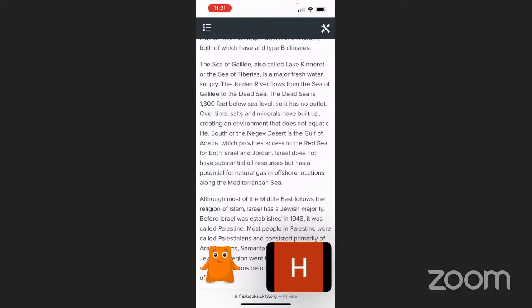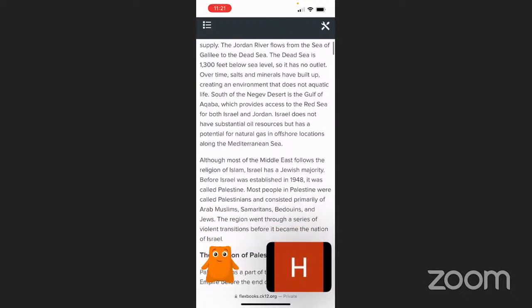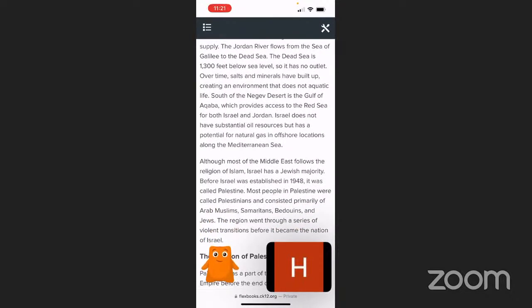The Sea of Galilee, also called Lake Kinneret or the Sea of Tiberias, is a major freshwater supply. The Jordan River flows from the Sea of Galilee to the Dead Sea. The Dead Sea is 1,300 feet below sea level, so it has no outlet. Over time, salt and minerals have built up, creating an environment that does not support aquatic life. South of the Negev Desert is the Gulf of Aqaba, which provides access to the Red Sea for both Israel and Jordan. Israel does not have substantial oil resources but has potential for natural gas in offshore locations along the Mediterranean Sea.